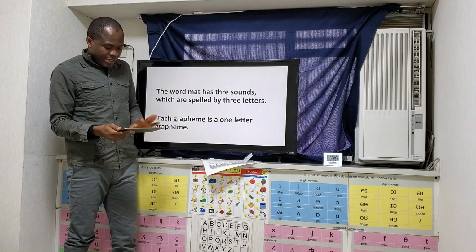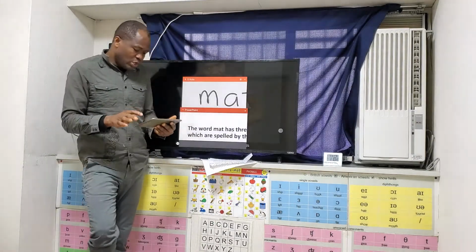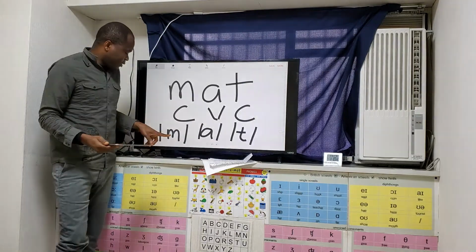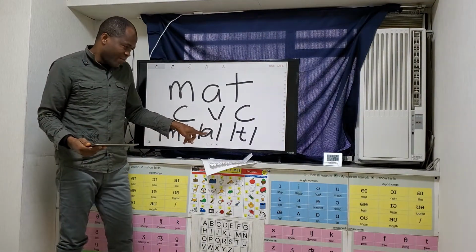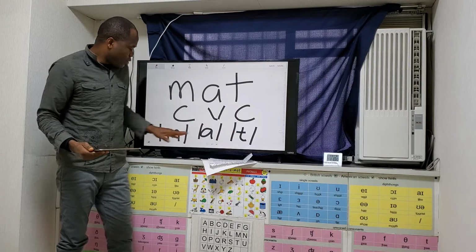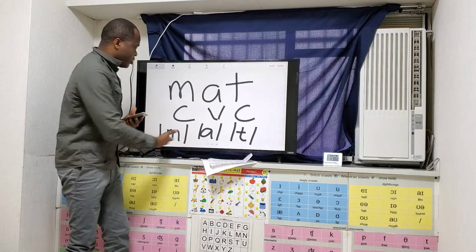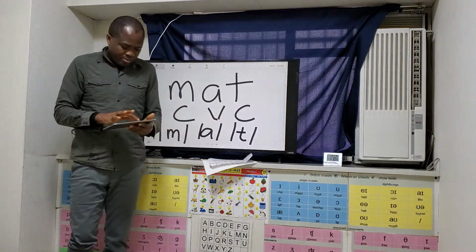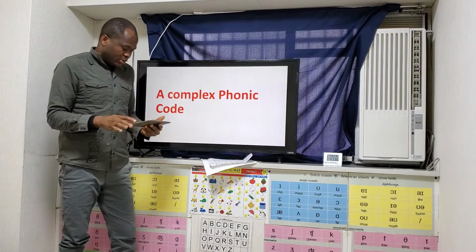So the word math has three sounds which are spelled by three letters. Each grapheme is a one-letter grapheme. If you look at the digital board, this one is a 1 unit grapheme, 1 unit grapheme, 1 unit grapheme. So we're going to have 3 units of grapheme.